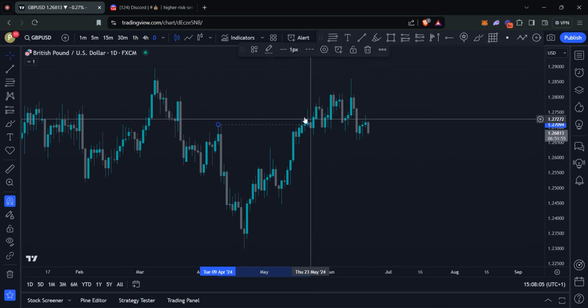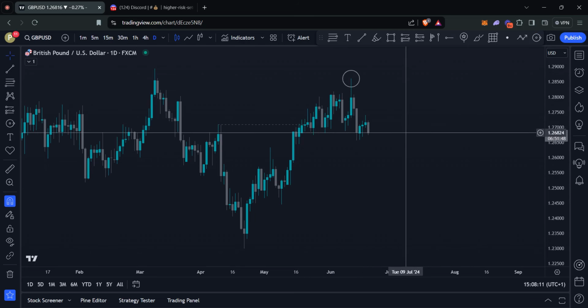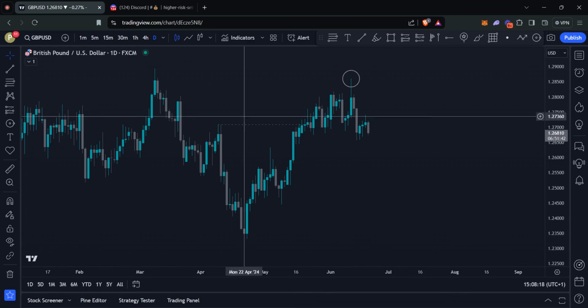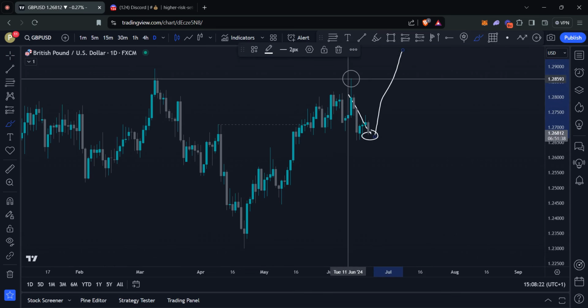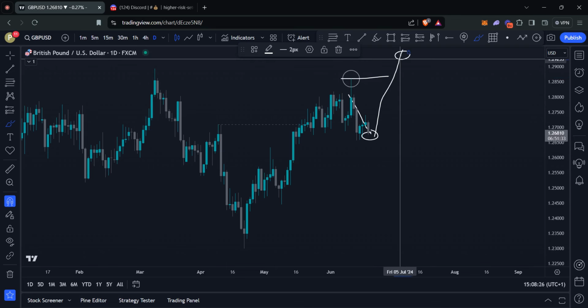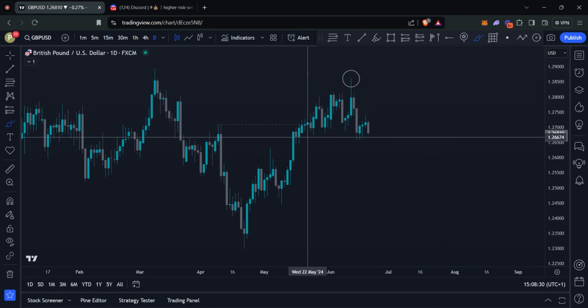So if I identify right here that this is the point where we actually broke structure to the upside, and this right here ended up becoming our brand new higher high. So what is the anticipation after we get a higher high? Well, the anticipation is that we are now going to see a higher low and then a continuation higher to break this previous higher high to put in a brand new higher high. So with that understanding, we can now safely start to assume that looking for buys is going to be more opportunistic than it is looking for shorts.